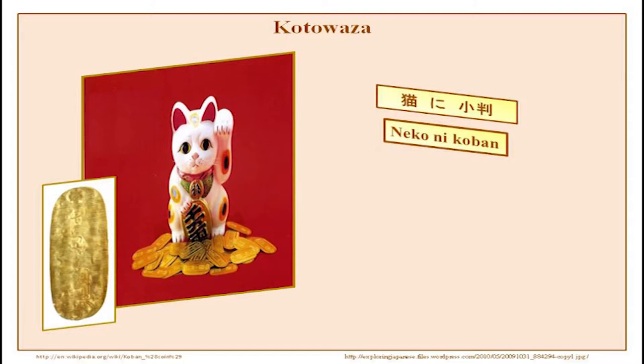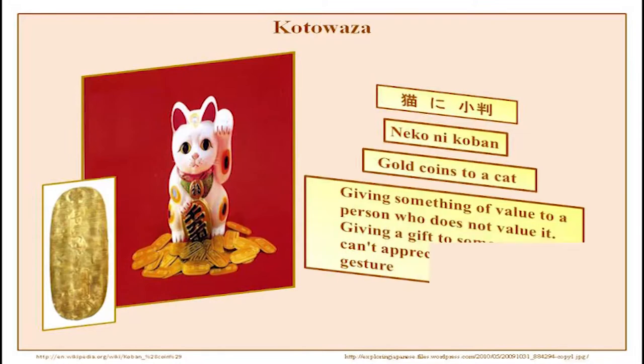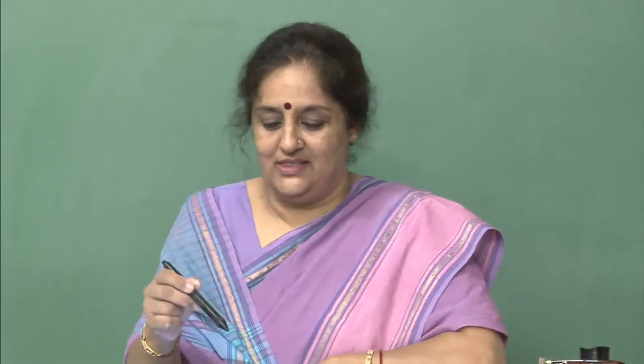So, showing gold coins, something so precious and important, to a cat, what does it mean? It has no meaning at all if you show something that precious to someone who does not appreciate it, does not understand the meaning of it. It's giving something of value to a person who does not understand the value of what is being given or offered. Giving a gift to someone who cannot appreciate it, basically a wasted effort. Like over here, if you give a lot of money to a cat, it doesn't have any meaning. The cat cannot do anything with the money. So please remember, neko ni koban.